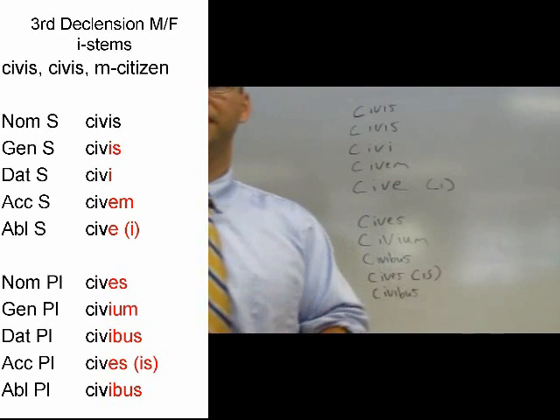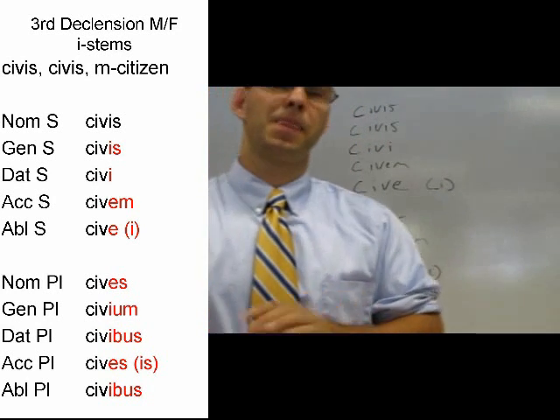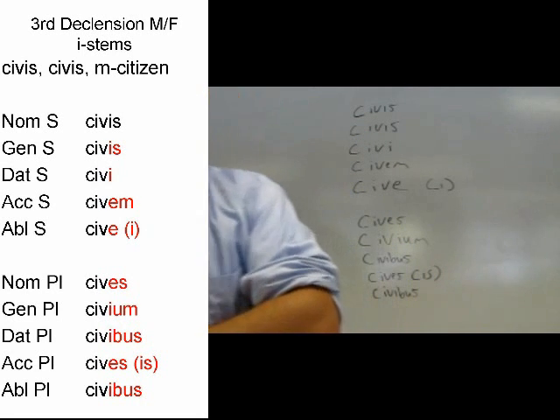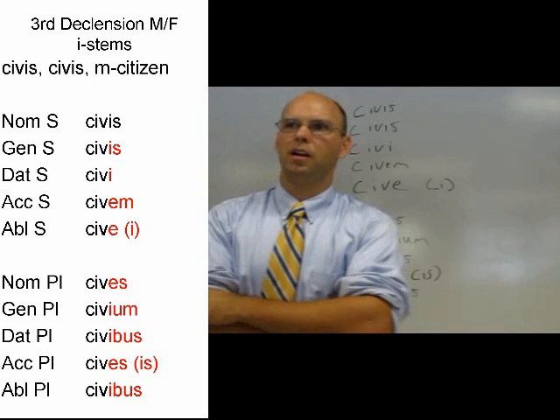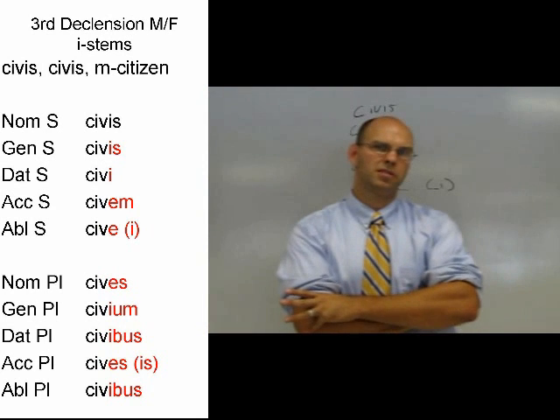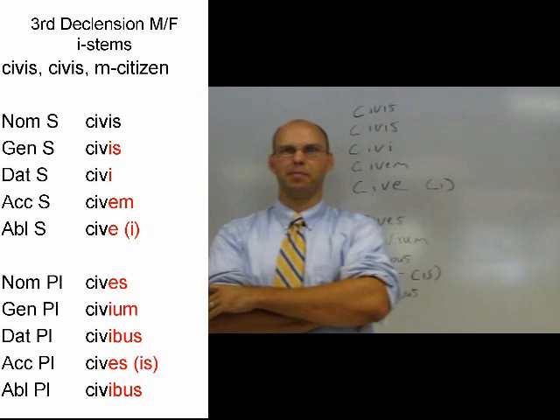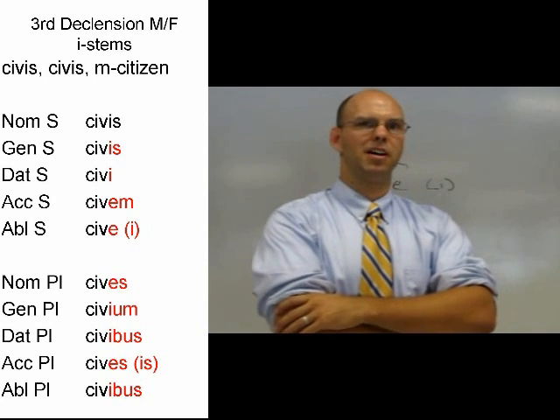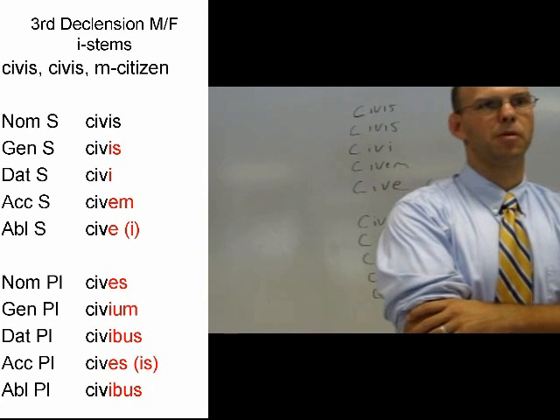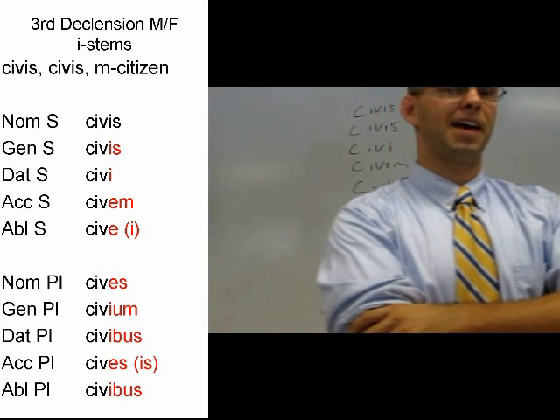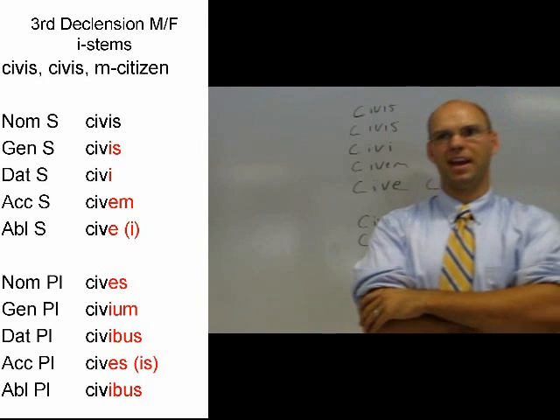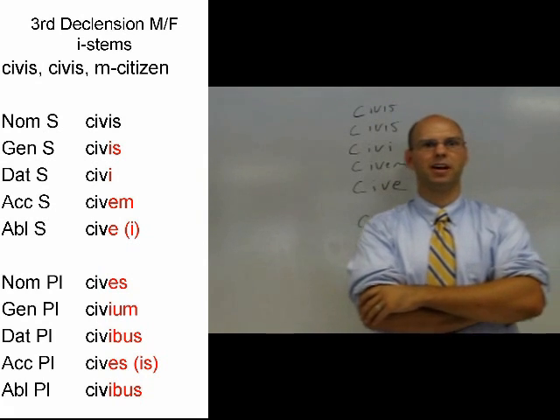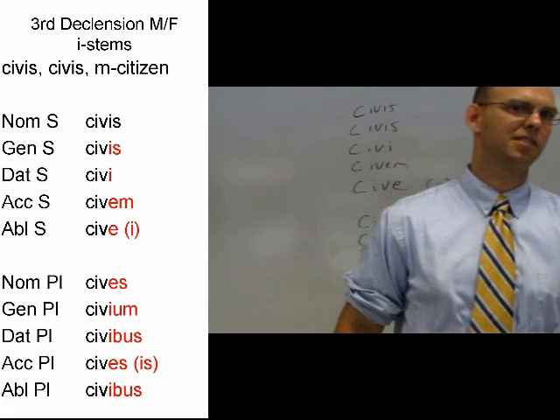Yes? Do you see -ibus in the sentence or something? Yes. How would you know if it's dative or ablative in a sentence? Oh, just by context. Yeah. There's no way to tell. If I just told you -ibus and asked you what case it is, you would say it could be either dative or ablative. There's no way of telling unless you have context. Okay.